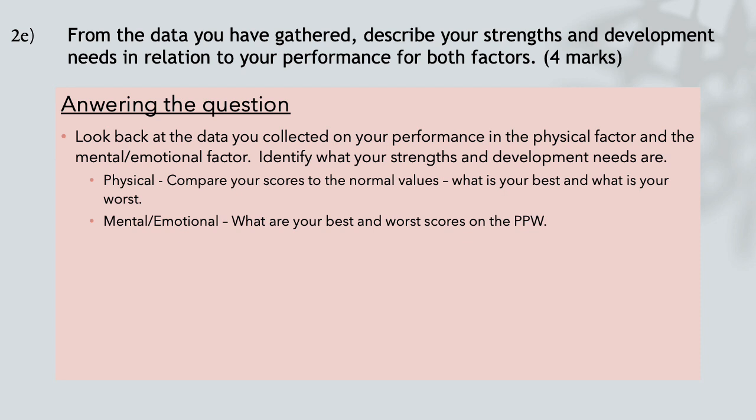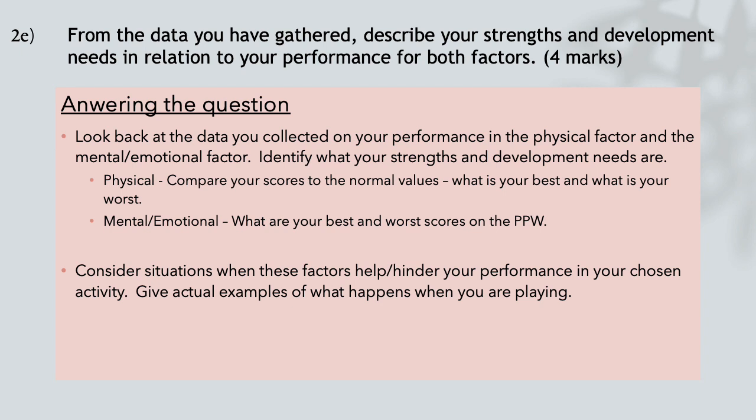For the physical, you're going to look back at the scores you got for the standard tests. You're going to compare those scores to your normal values, and then you're going to see which rating you gave yourself, with your best rating being your strength and your worst rating being your weakness or your area in need of development. For the mental or the emotional, you need to look back at your performance profiling wheel. When you do that, you'll see the factors that you gave strong scores for and those that you gave weak scores for, and your strongest score would be your strength and your weakest score obviously would be your weakness.